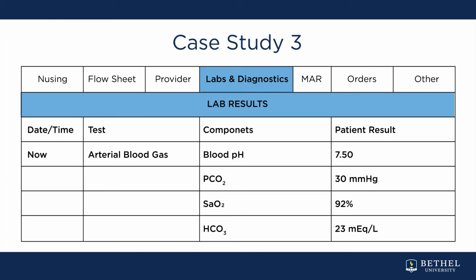Finally, a patient comes into the emergency room with chest pain from an anxiety attack. Labs are drawn to eliminate a more serious problem. ABG is pH 7.50, PCO2 30, oxygen saturation 92%, HCO3 23.